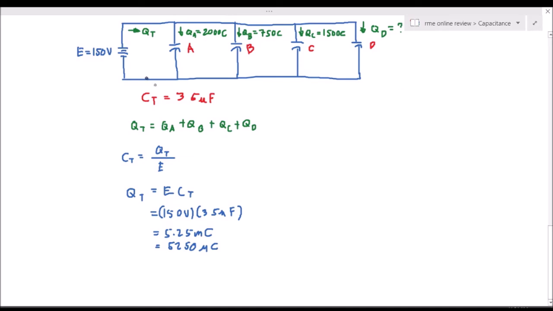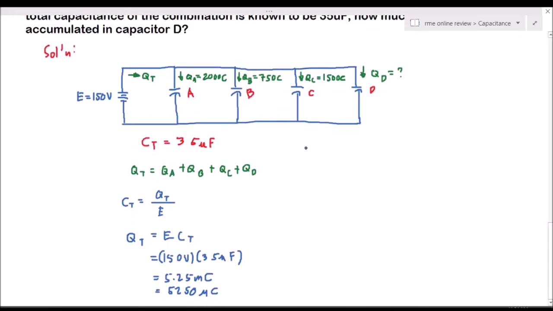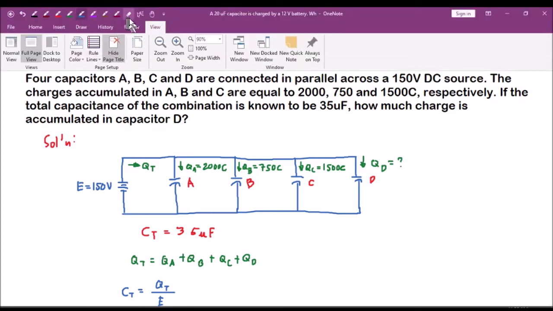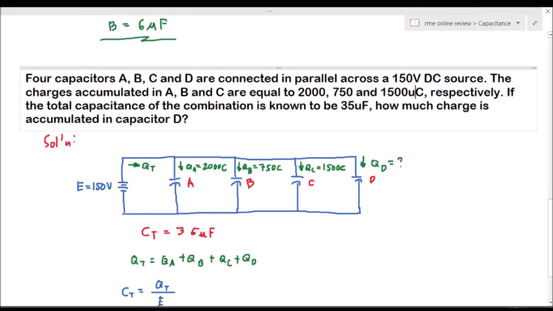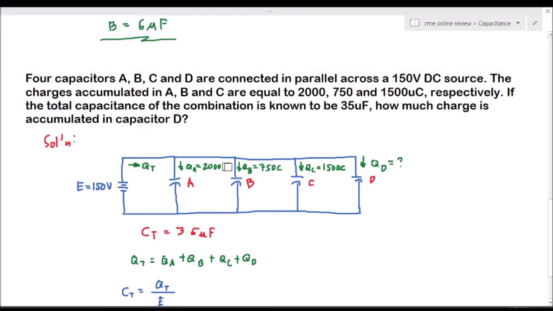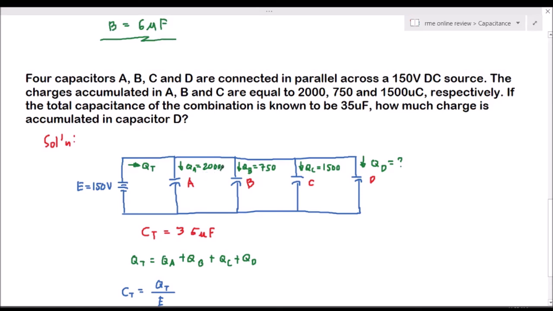Okay, so let's first check the given. I want to check first the given. So this is not coulomb, but rather this is microcoulomb. So sorry for writing this one as coulomb, so that is microcoulomb. So our givens are all in microcoulomb, so let's just change this one first. Okay, so that's why I was wondering why my total charge is in microcoulomb but my given is in coulomb. So this is microcoulomb, microcoulomb, and microcoulomb.